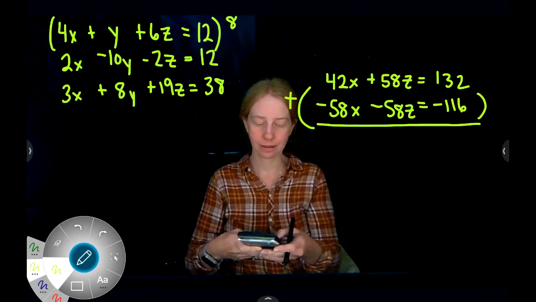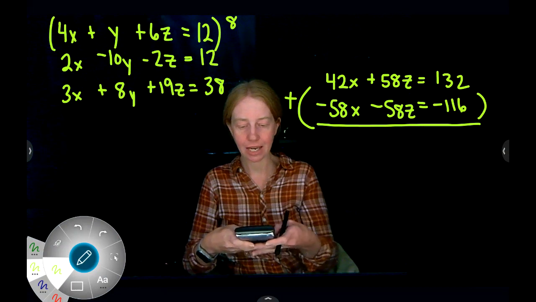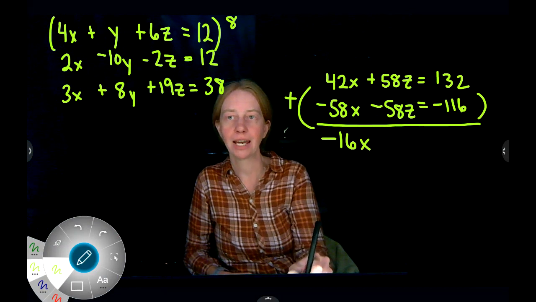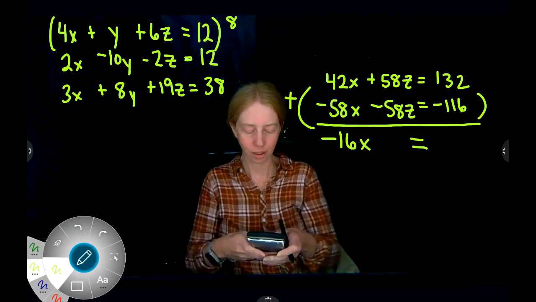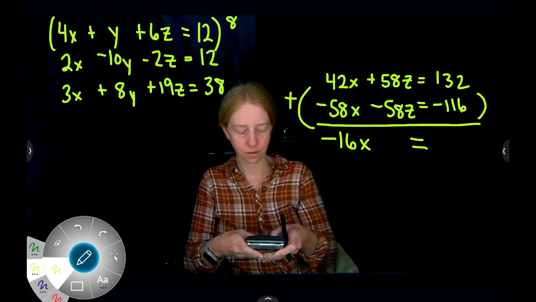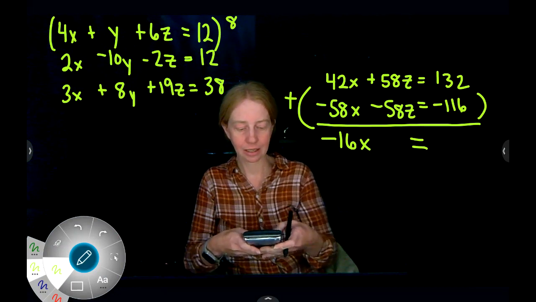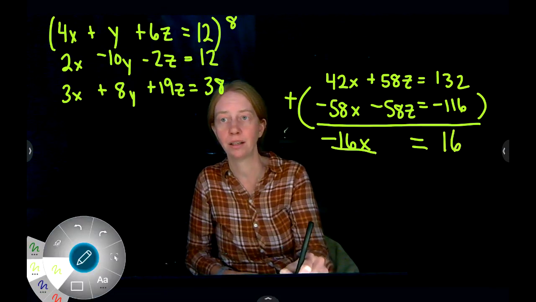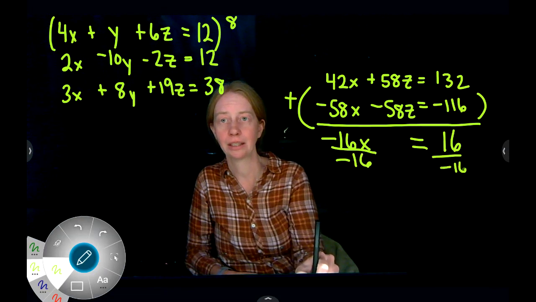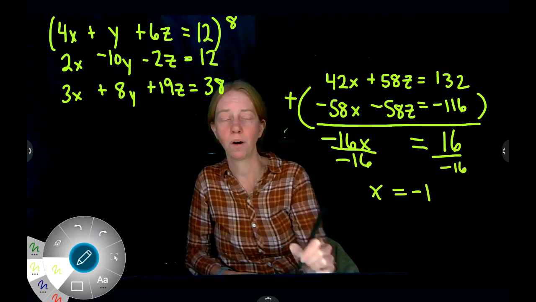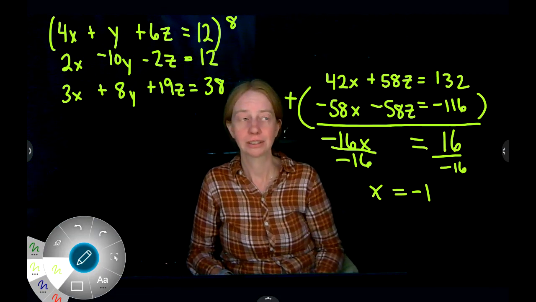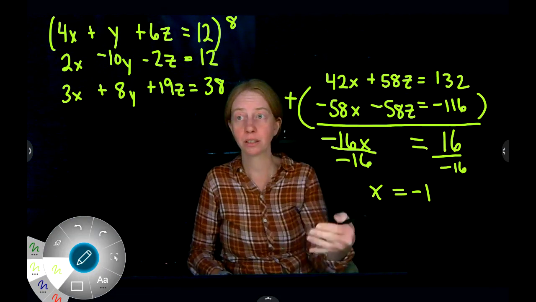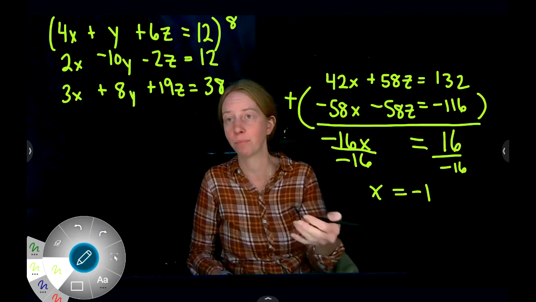So 42x minus 58x is negative 16x. Plus 58z minus 58z is 0. And 132 minus 116 is 16. All that work to find that x is negative 1. Divide by negative 16. We have x equals negative 1. Gee, that was painful. I know it's painful. Okay. I also know that with perseverance, you can do it. And this does help build math perseverance.